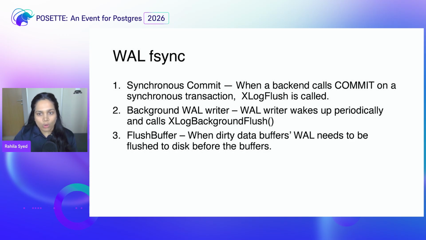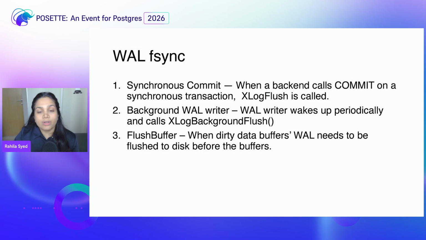Now let us look at WAL fsync. Fsync is when we flush the WAL records to disk and they are made permanent and durable. For a synchronous commit, it happens during a commit on a primary by calling XLogFlush.